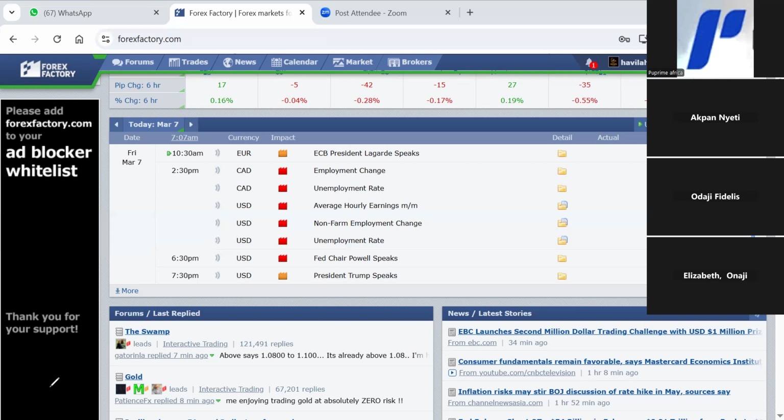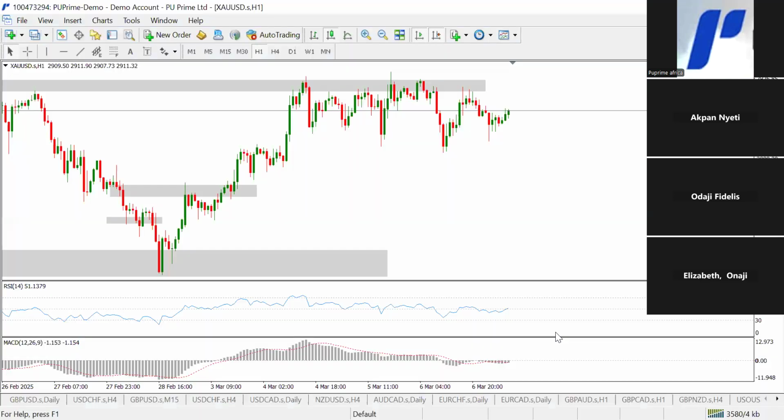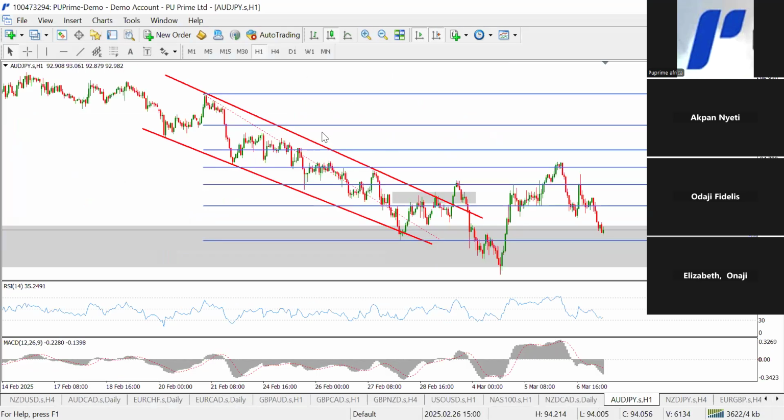I have two technical setups to share with us, which hopefully might trigger in the course of today, possibly before the NFP. If it does that, all well and good. I'll be looking at the AUD-JPY and the Euro-GBP. Those are the two setups that I have. Now, this is the AUD-JPY.